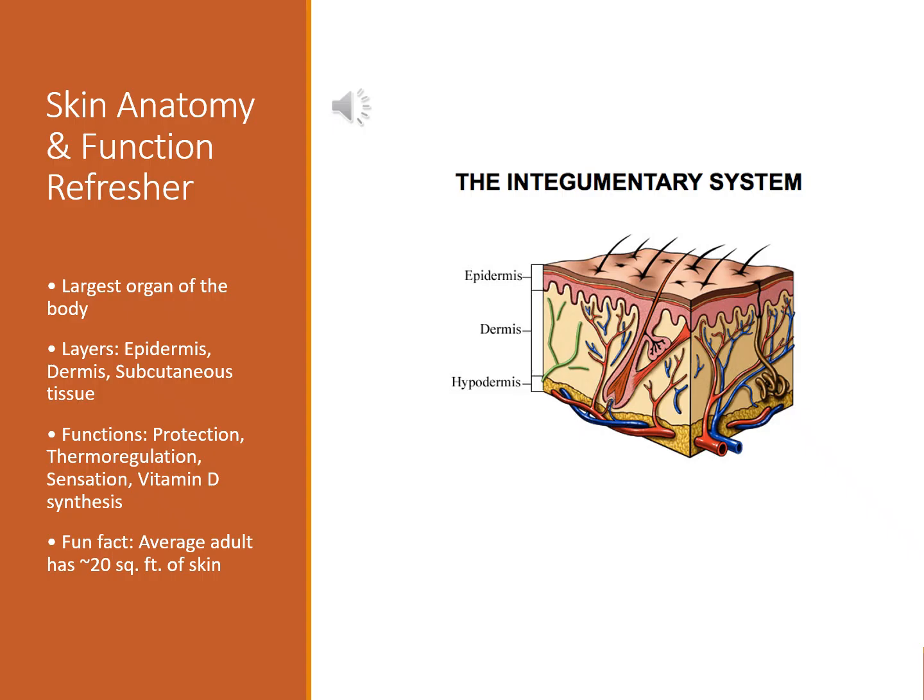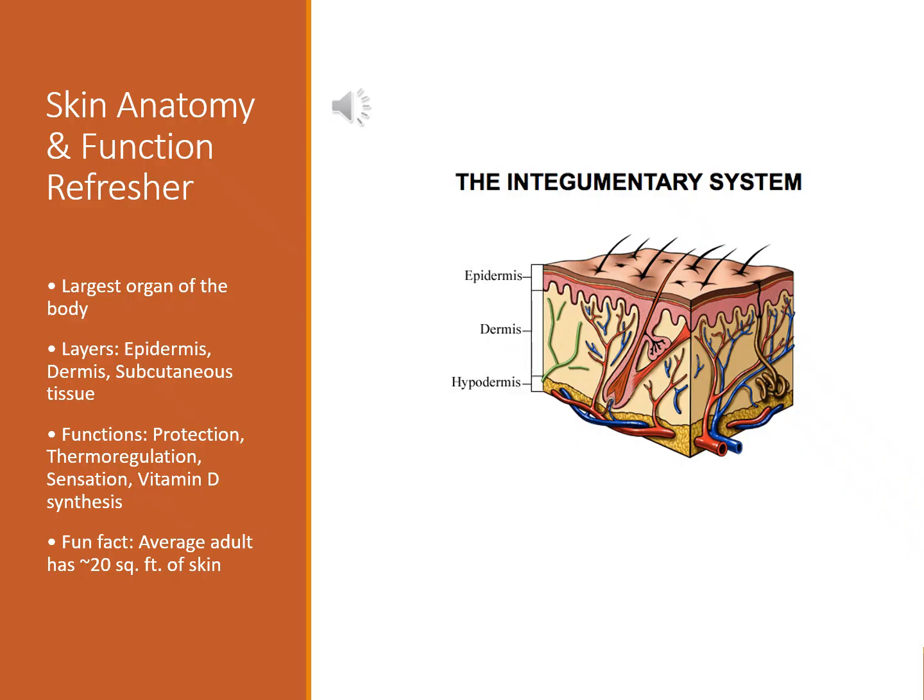Then we look at sensation. So these are where our baroreceptors and nerve endings are. So this helps with sensation through pressure, temperature, touch, and pain. So we talk about this when we look at neuropathy related to diabetes. There's that loss of that sensation and can lead to damage of the skin or risk for skin breakdown.